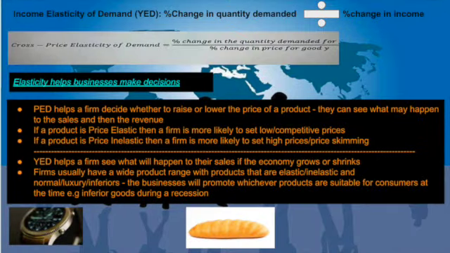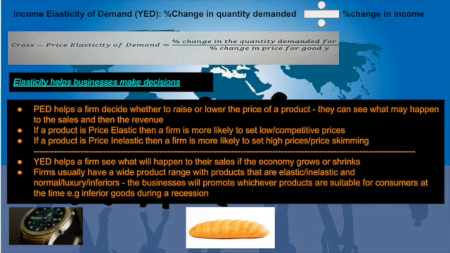In the final slide, we're going to look at how elasticity helps businesses make decisions. Firstly, the price elasticity of demand helps a firm decide whether to raise or lower the price of a product. They can see what may happen to the sales and then the revenue, for example, the example we did in the second slide. Also, if a product is price elastic, then a firm may set lower competitive prices so they could try to gain more customers. However, if it's inelastic, then they may set higher prices and use price skimming techniques.